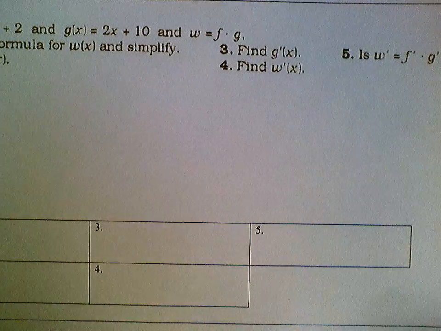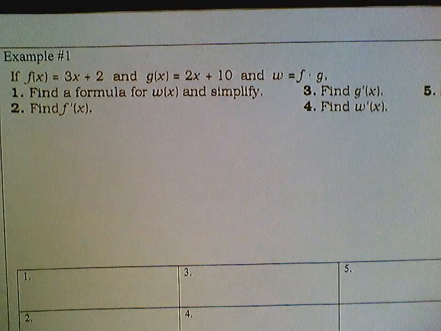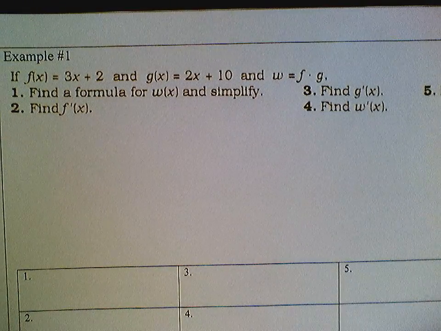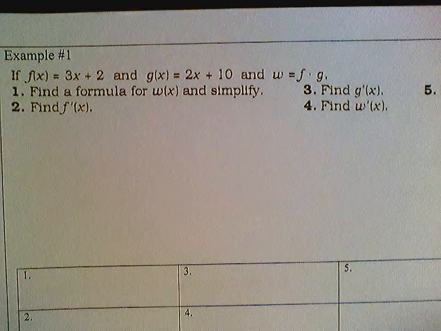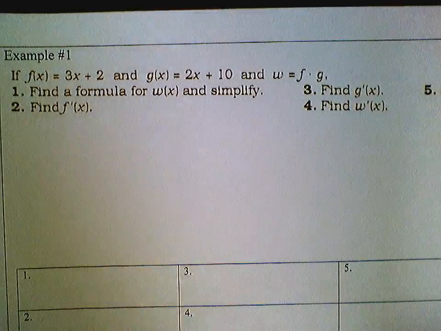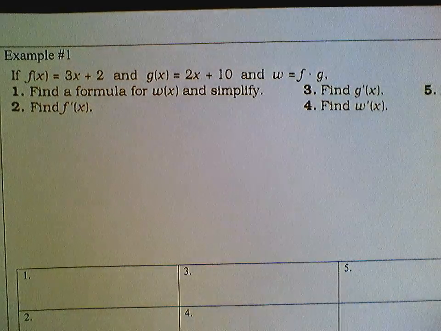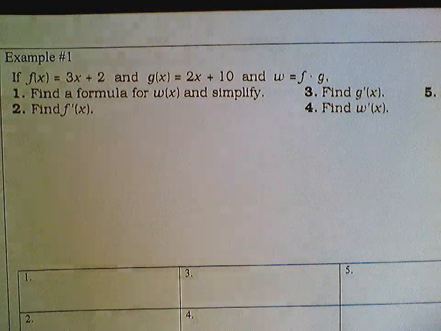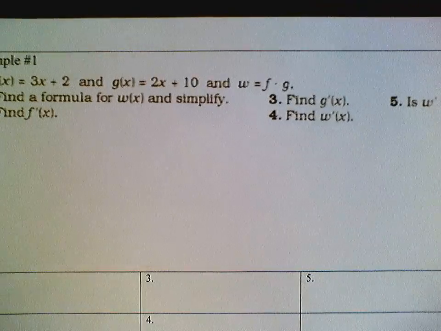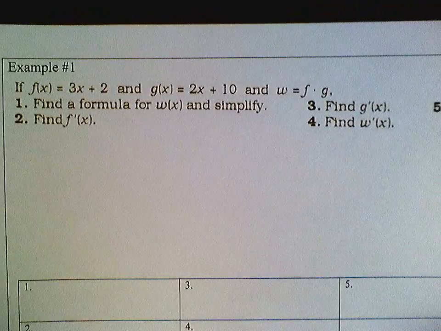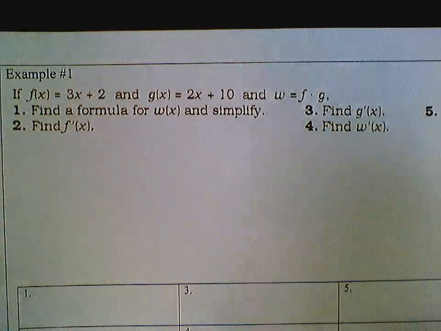This first example shows one way in which people try to find the derivative of a product, but it actually doesn't work out that way. So we have f of x equals 3x plus 2, g of x equals 2x plus 10, and w is the function f times g. Number 1, find a formula for w of x and simplify.